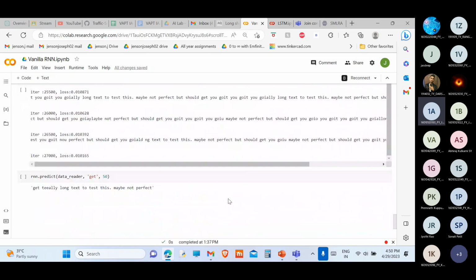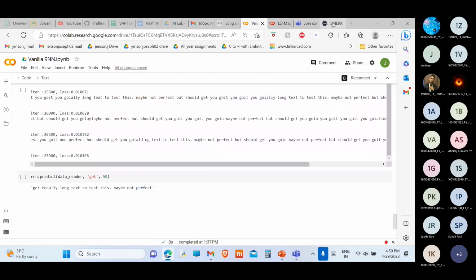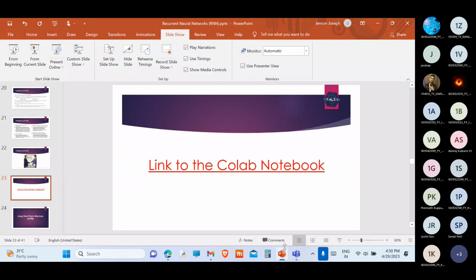So yeah, this was about vanilla RNN. Here they are doing prediction of the next word, because a sentence is a sequence of words.